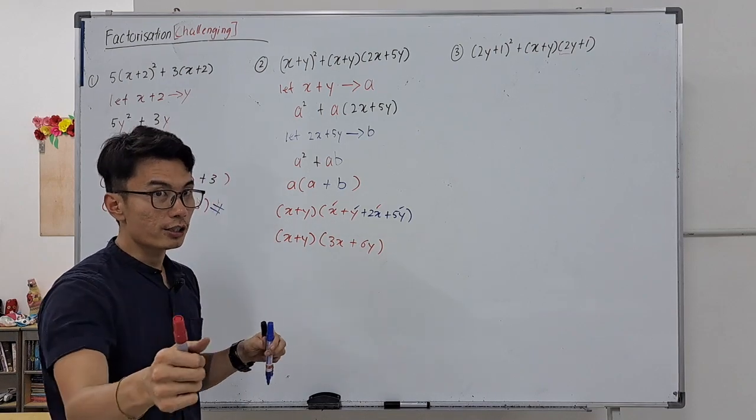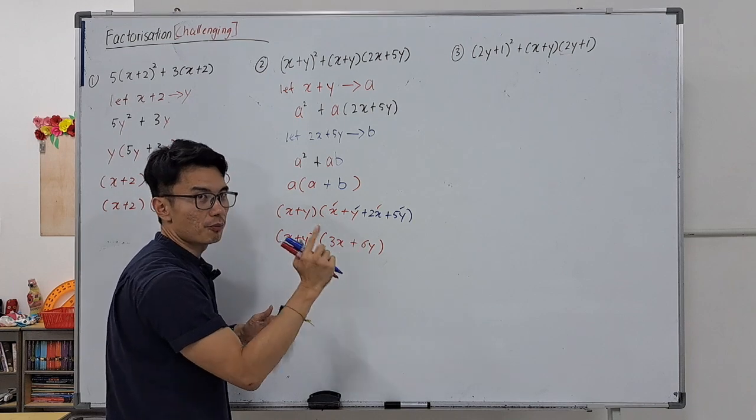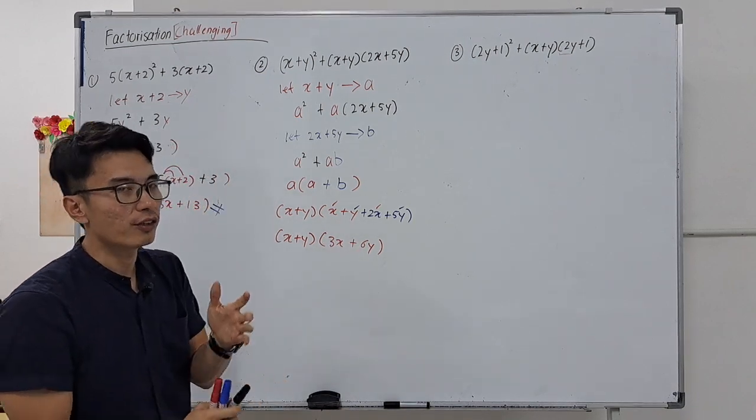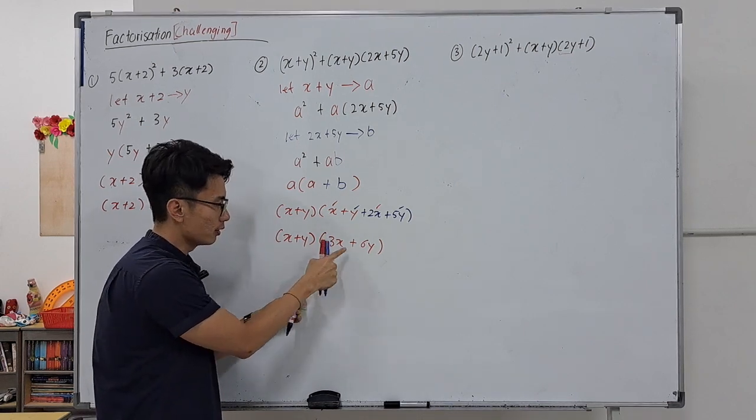Done, right? Not quite. So let's see over here. Again, be careful, we are factorizing. We want to factorize everything completely. Looks done, but you're not yet. This is done. This guy is not done.